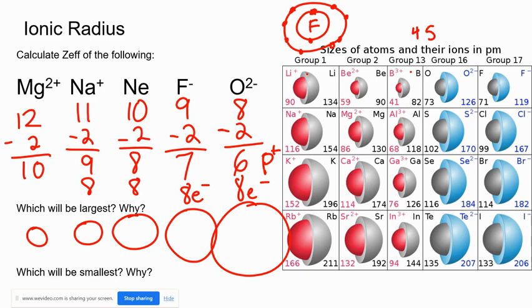How are you getting the 2 minus? Yeah, because it's lost 2 electrons. But unlike the other ones, like neon, for example, it doesn't have any minus 2, because those are the core electrons.